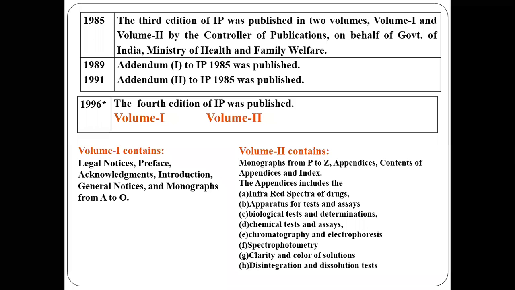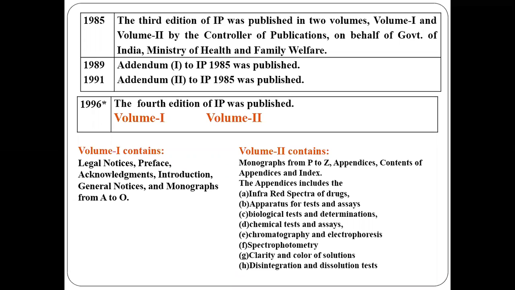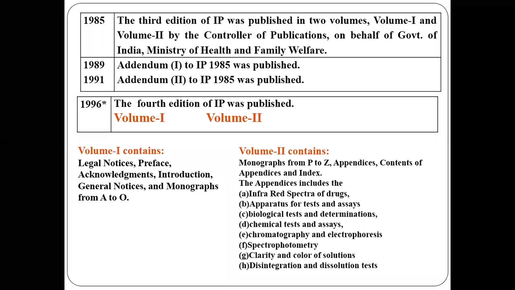Then in 1996, the fourth edition of Indian Pharmacopoeia was published, and it had 2 volumes. All previous editions had only a single volume, but after 1996, as the information and the number of drugs increased, we prepared 2 volumes, and both volumes have different information. We created 2 volumes because the length and thickness were too much, so it was not easy to handle that book. That's why it was divided into 2 parts, volume 1 and volume 2.